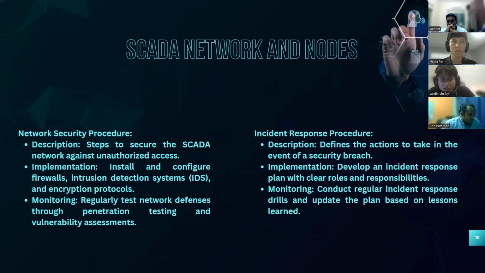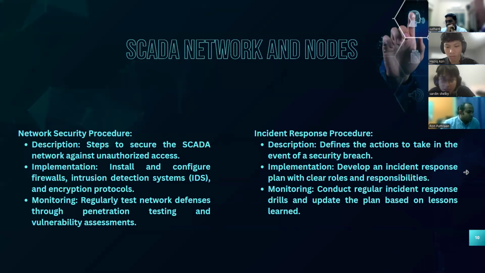Next. This is the procedure for the SCADA network. The first procedure is the network security procedure. The description of this procedure is to secure the SCADA network against unauthorized access. To implement it, we install and configure a firewall, an intrusion detection system, and also encryption protocols. We need to regularly test network defenses through penetration testing and vulnerability assessment to make the procedure successful.